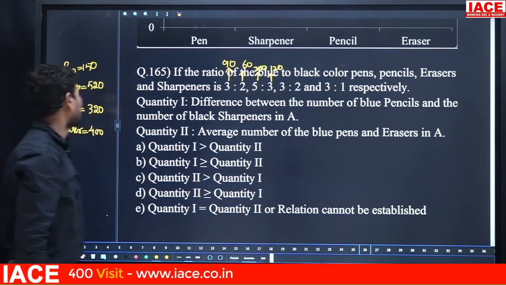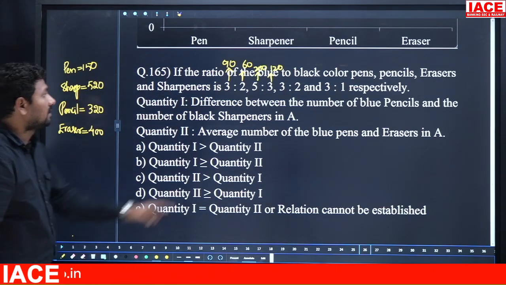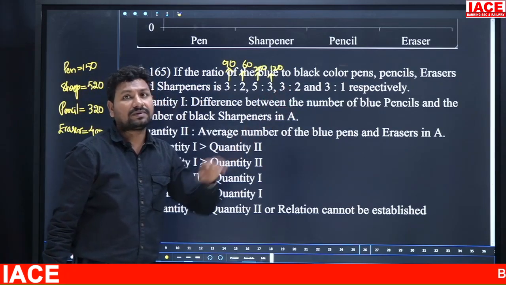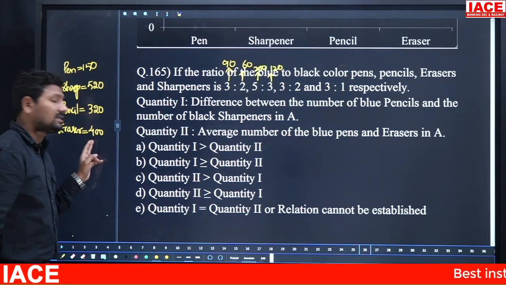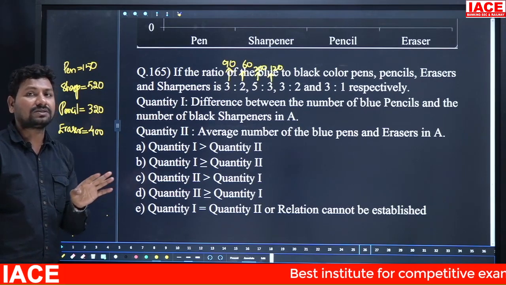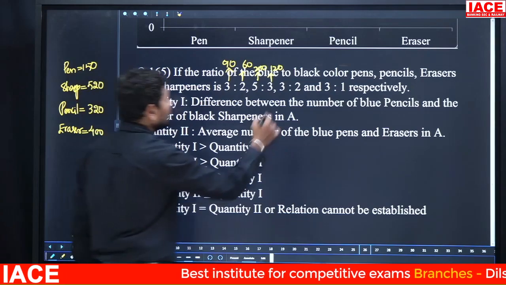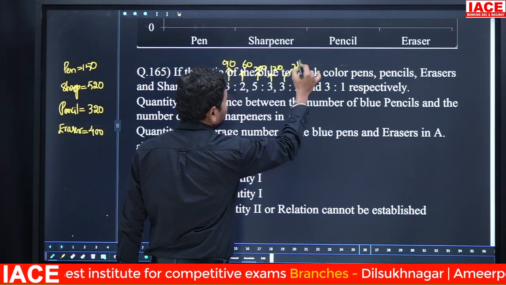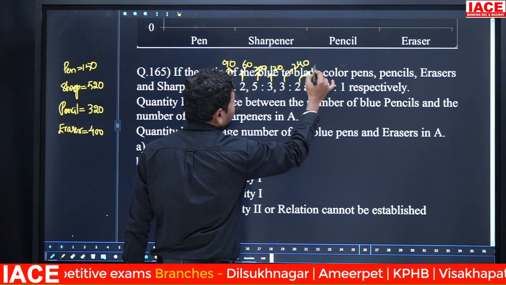Next, erasers. Erasers are 400. 3 plus 2 is equal to 5 parts. 5 parts is equal to 400. 1 part is equal to 80, which means 3 parts is equal to 240 and 2 parts is equal to 160.